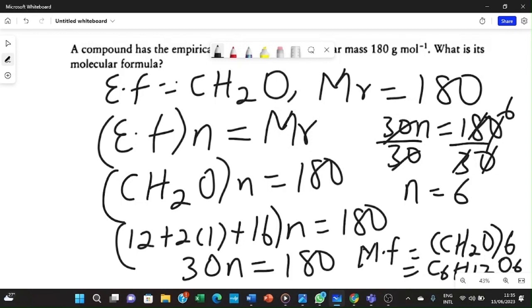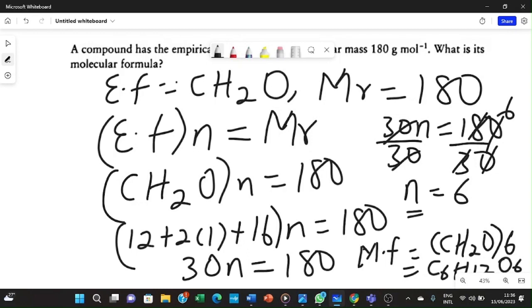Since you're getting the number of N now, you just multiply N by the empirical formula, which is C6H12O6. So that is it. You can see it's as simple as ABC. All you just need to do is to attempt as many questions as possible so that you get conversant with the entire process. Just apply the formula, follow the principle, and feel free to reach out to me for any difficulty or any challenge. I'm always there for you.